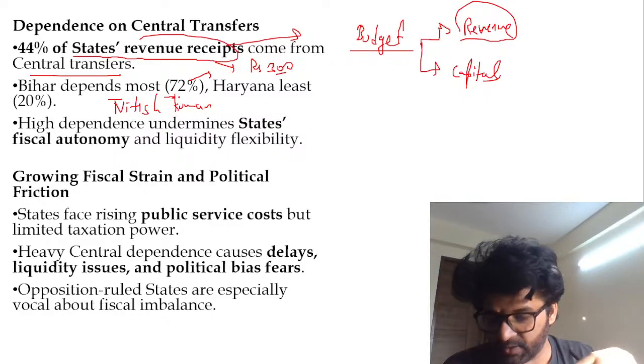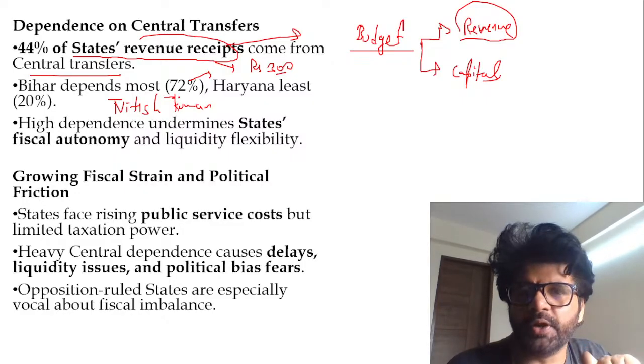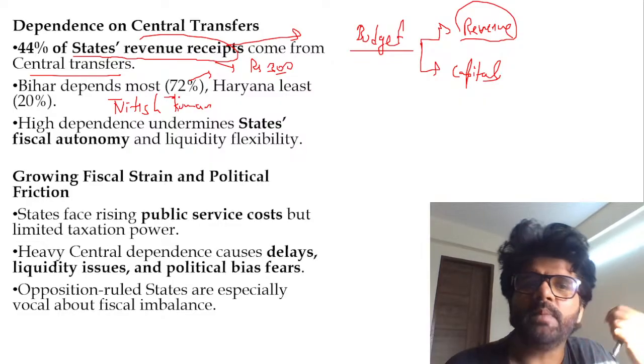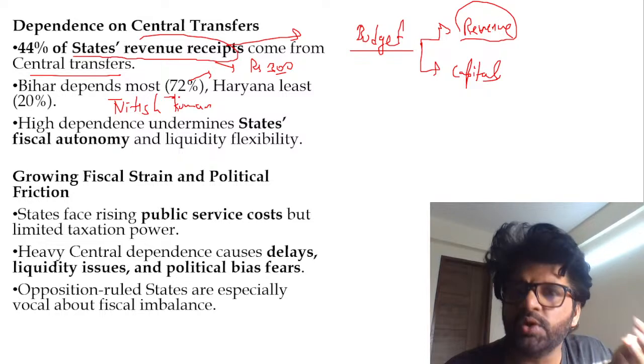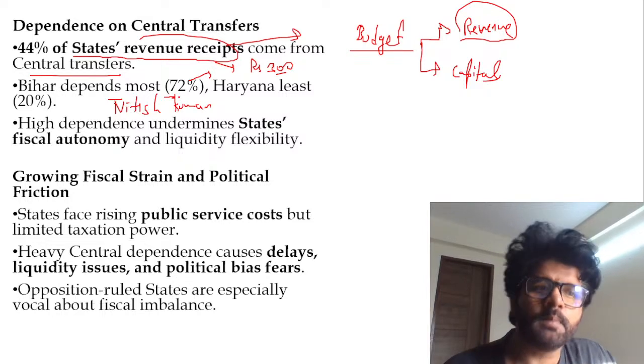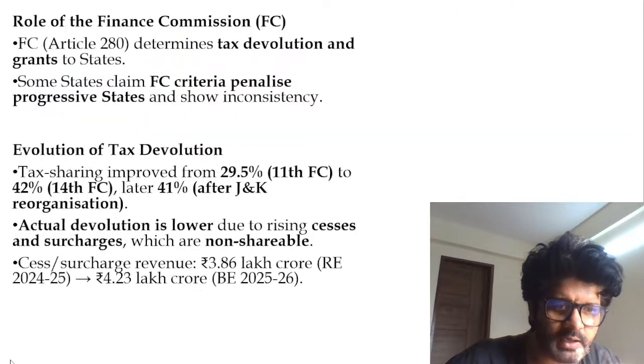So there are so many things which are happening in the background. This dependence has to be reduced. Otherwise, the center will keep on calling the shots, and states will not be able to do anything because you need money. Money is not everything, but it is also not less than everything. So we'll come back to this again. Let's focus on the article.